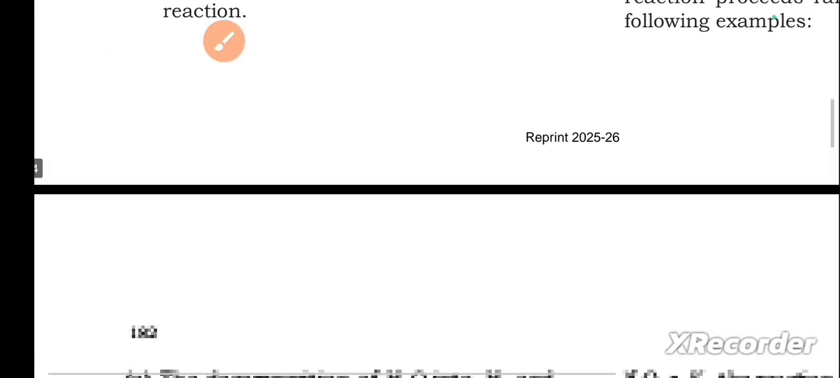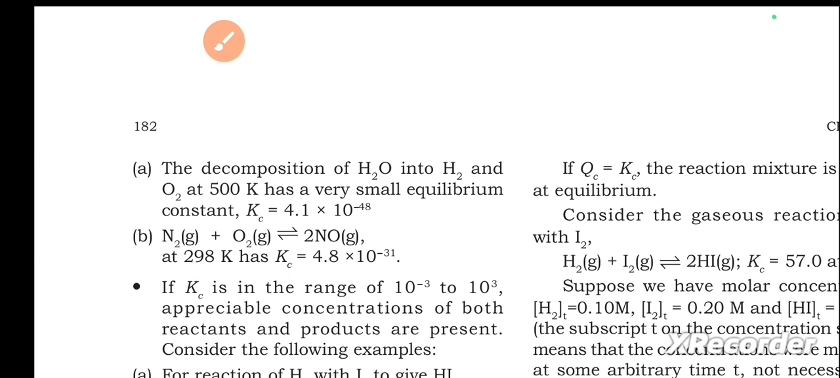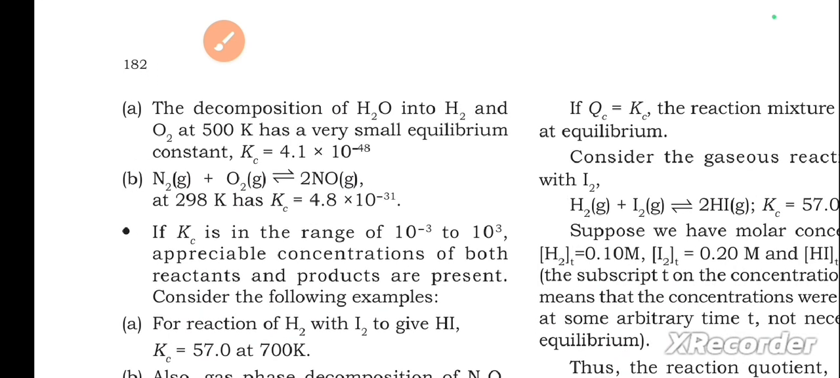Consider the following examples. A. The decomposition of H2O into H2 and O2 at 500 K has a very small equilibrium constant, Kc equals 4.1 into 10 to the power of minus 48. Next, B. N2 gaseous form plus O2 gaseous form gives rise to 2NO gaseous form. At 298 Kelvin it has Kc equals 4.8 into 10 to the power of minus 31.